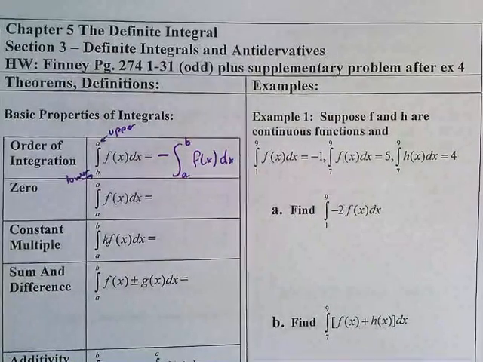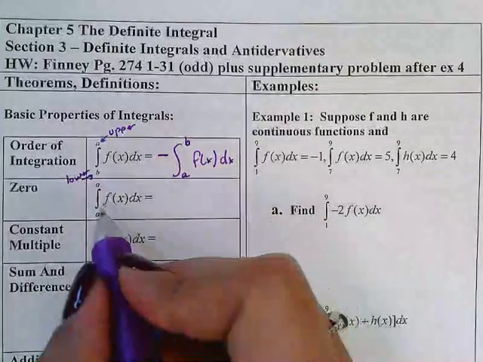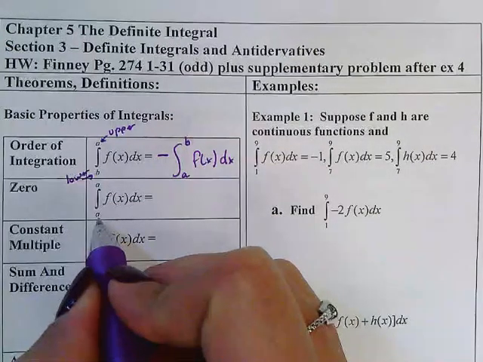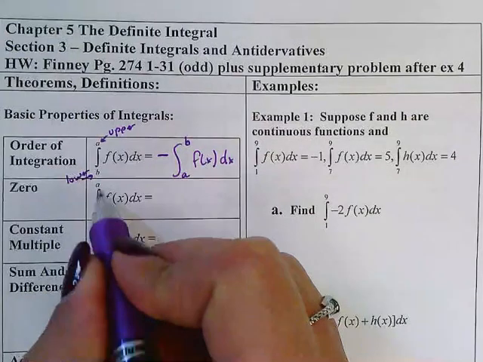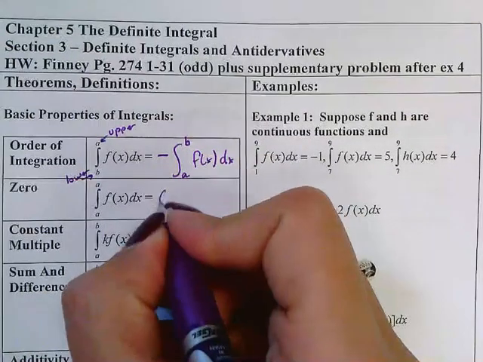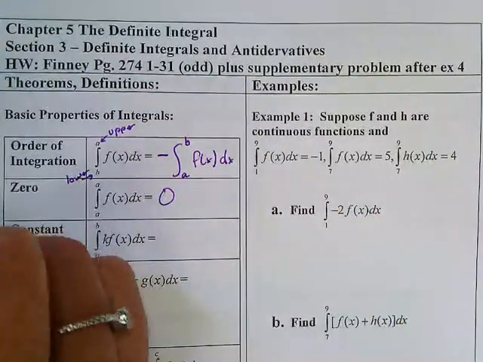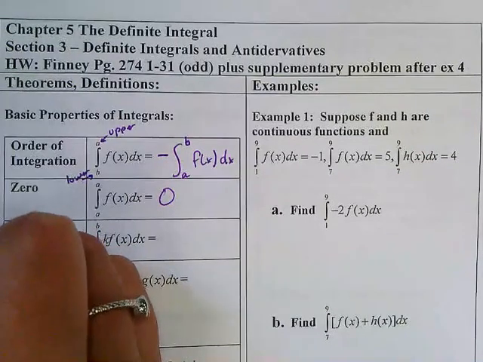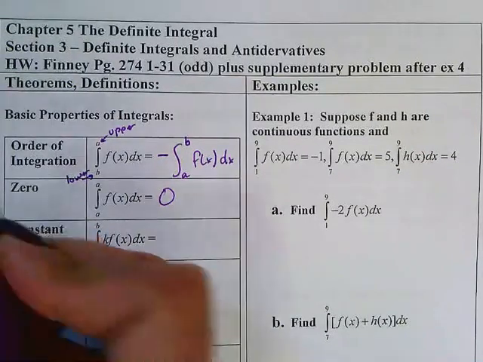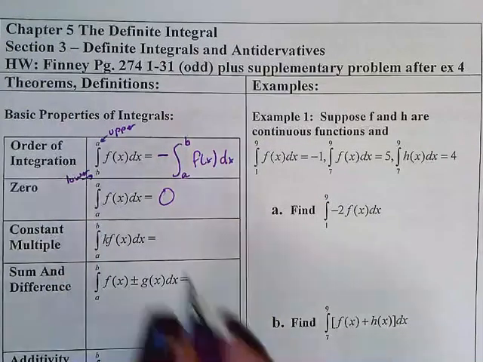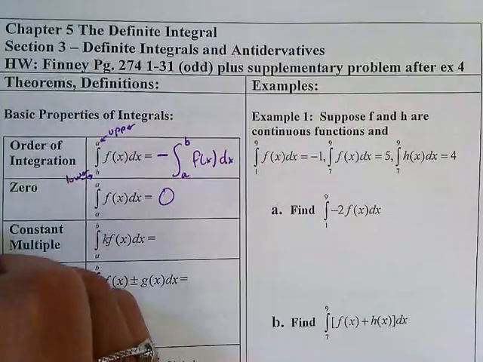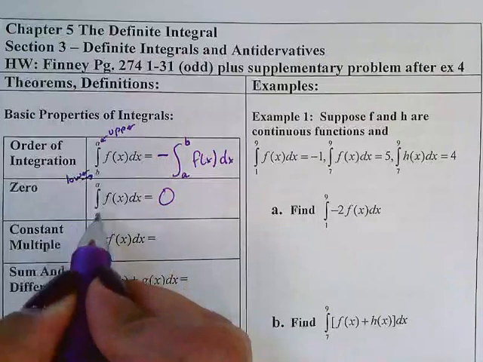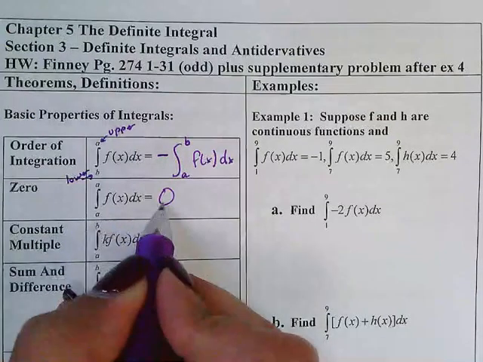Alright, next up is the zero rule. The idea is any integral from a to a is going to be 0. So if you look at a graph, and here's a, the integral from here to here, there's no area of a line, so the area under the curve at the same x value is going to be 0.